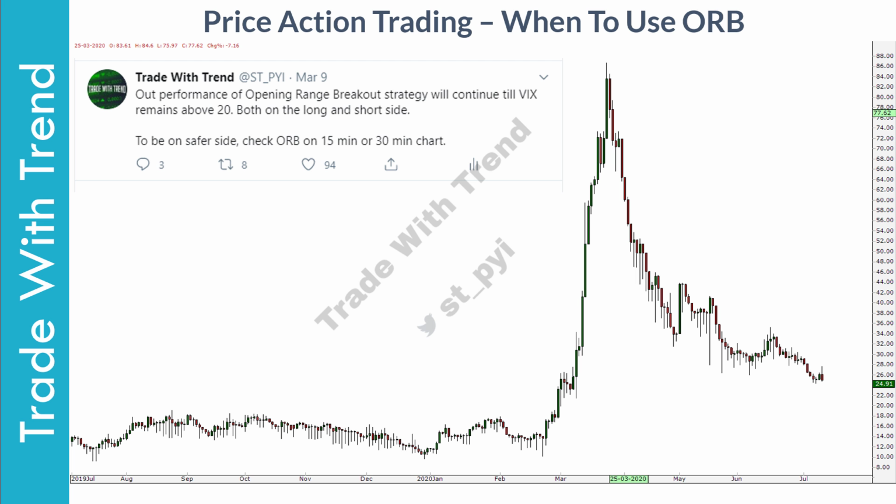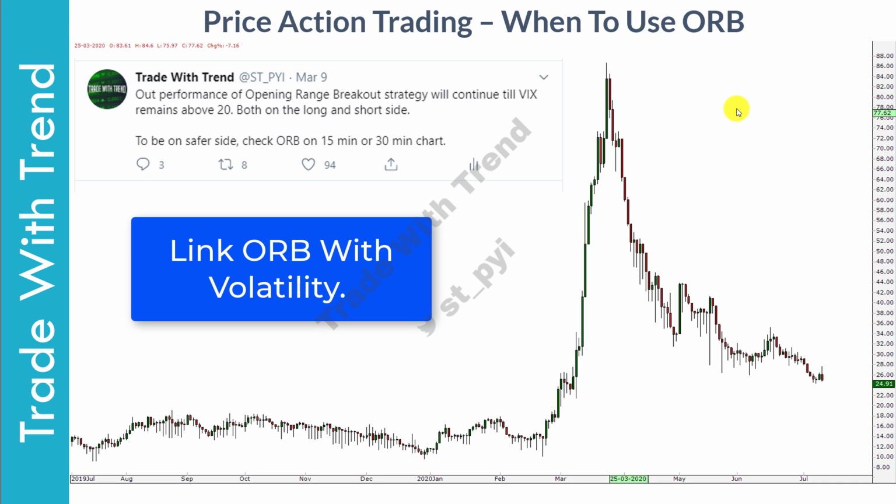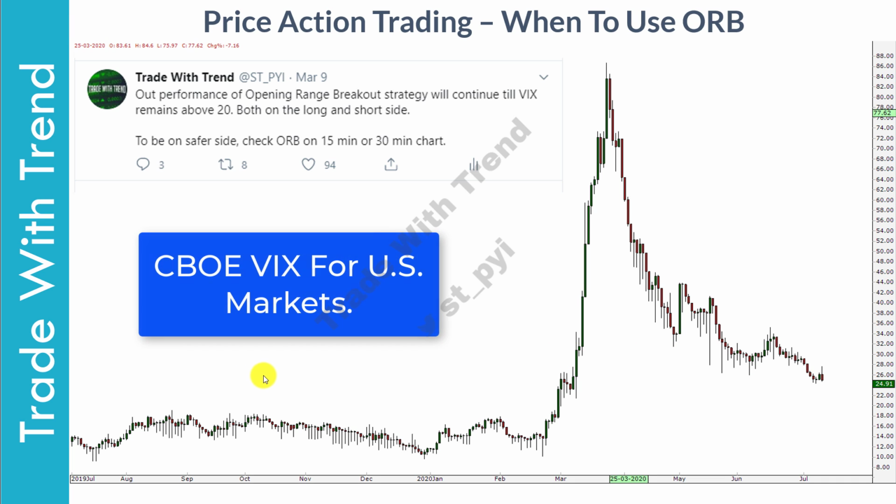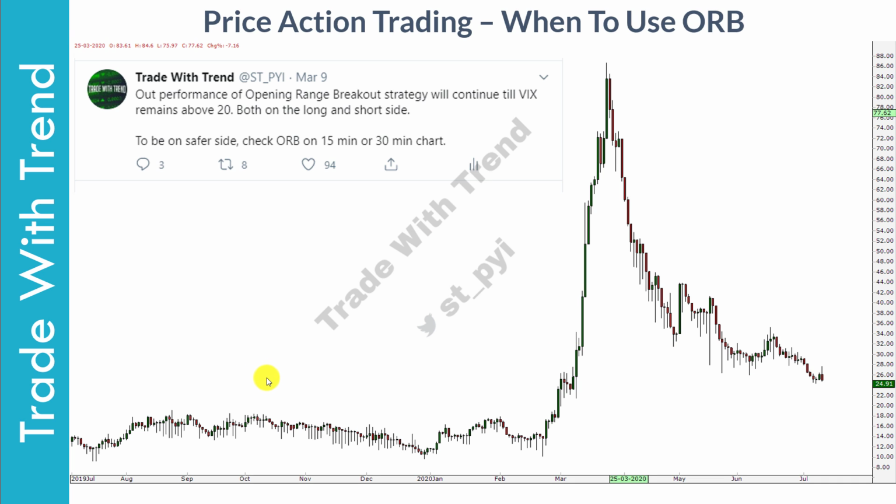So let me now come to the section where I'll explain when you have to use opening range breakout. Now let me tell you that opening range breakout is a strategy that will only work for a limited period of time. And for that, you directly need to track what the Indian volatility index is doing. In case you're trading in the US market or the UK market, then look at the respective volatility index.